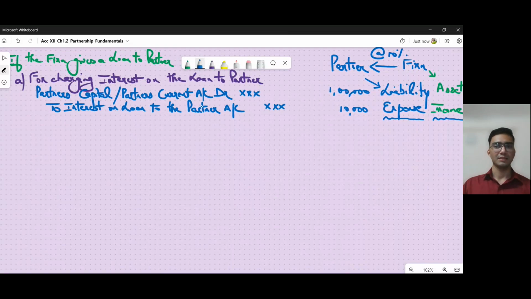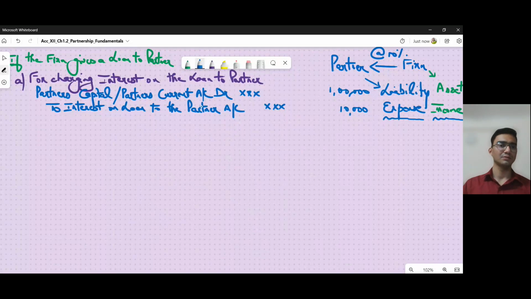So for him, it is an expense. It is a liability also to take a loan. So when he's taking this amount, his capital balance will reduce. So we are going to reduce his capital balance by debiting that account. Partner's capital account is debited. And what is this for the firm? For the firm, this is an income. That's why we are crediting it. So to interest on loan to the partner's account, we put that amount there.